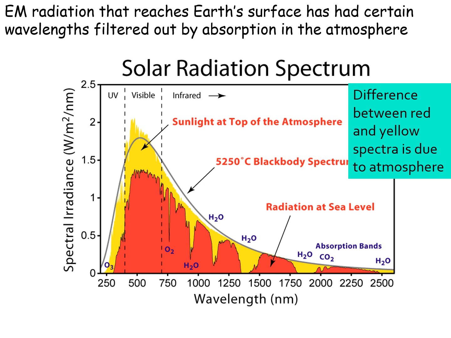The difference between red and yellow is due to absorption by gases in the atmosphere, which happens only at specific wavelengths. Notice that the shortest wavelengths in the UV band are completely absorbed by the atmosphere.